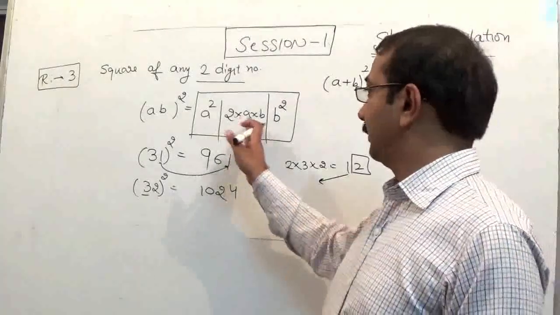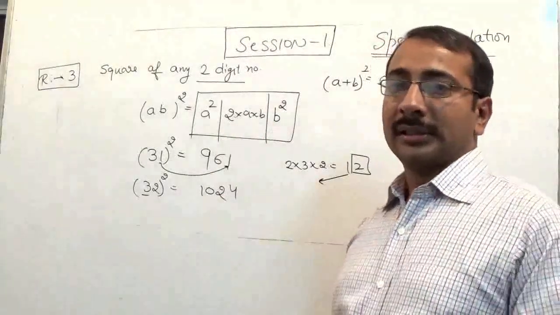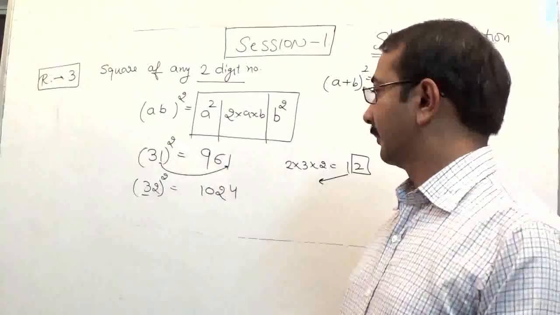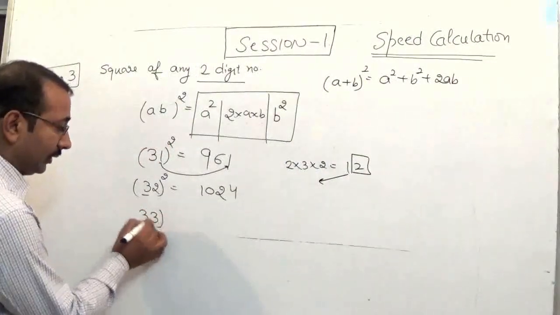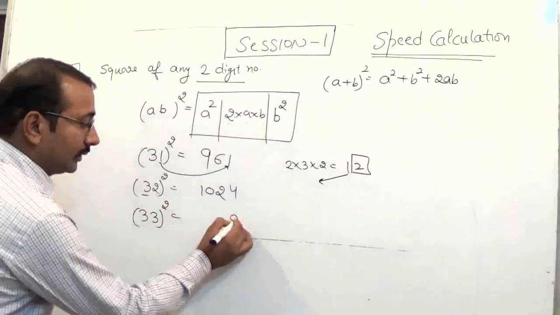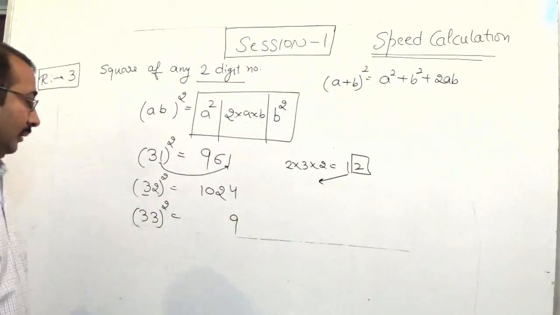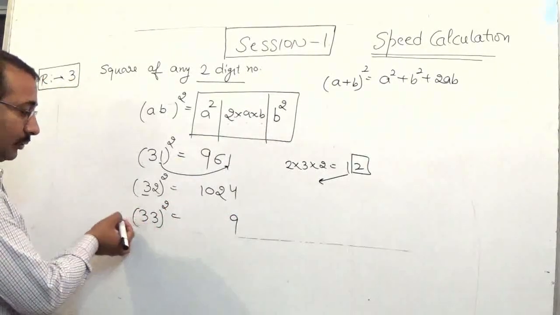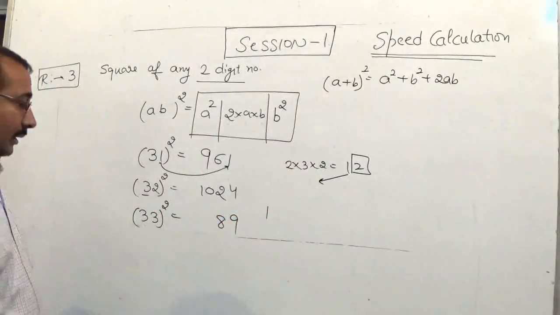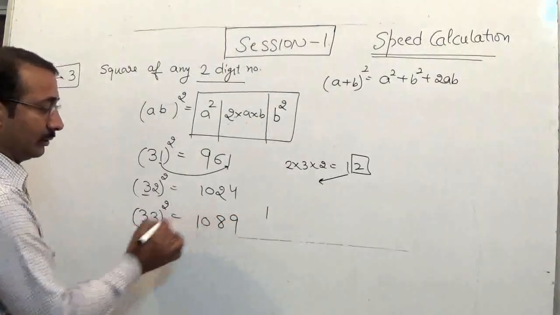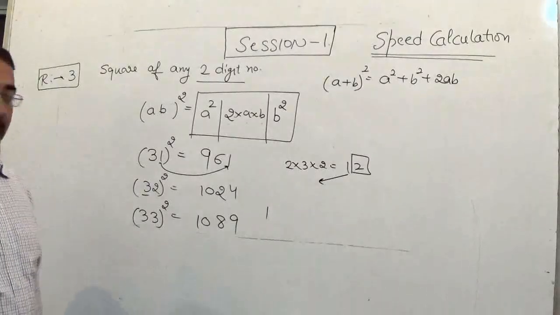And if at any place we get a 2-digit number, the same will be given as a carry. Similarly, I have to find the square of 33. 3 square is 9. Then 3 into 3, 9, into 2, 18. I will write 8 here. Carry would be 1. 9 and 1, 10. The answer is said to be 1089.